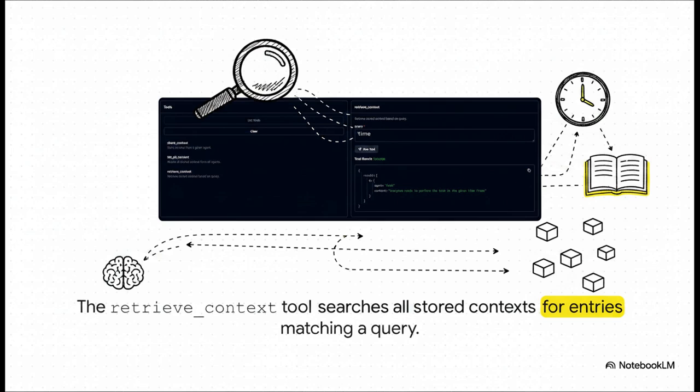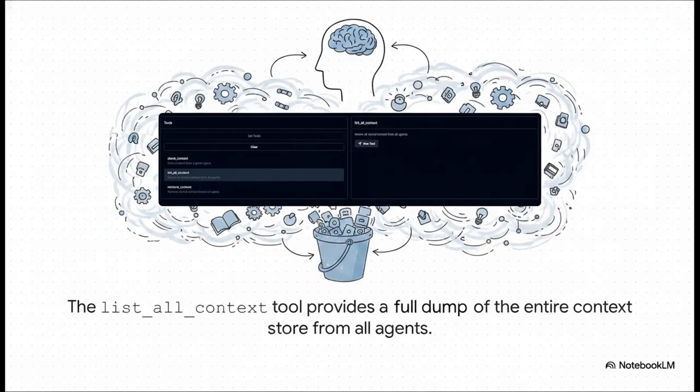Okay, so we know the information is in there, but can a different agent find it? Let's try out the Retrieve Context tool. We'll search for the word world, pretending we're another agent who needs that info. And would you look at that? The tool searches the entire memory and pulls up the exact entry we just made. Perfect! And last but not least, let's try the List All Context tool. This one gives us the big picture, a full dump of absolutely everything stored in the shared memory from every agent. It's like the master view of the shared brain we've just created.